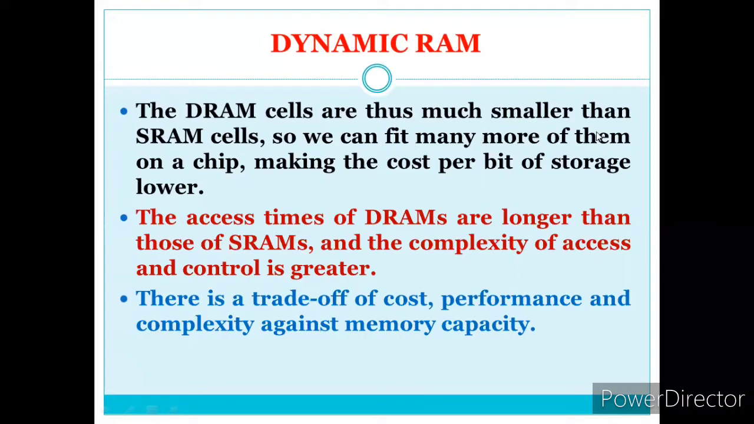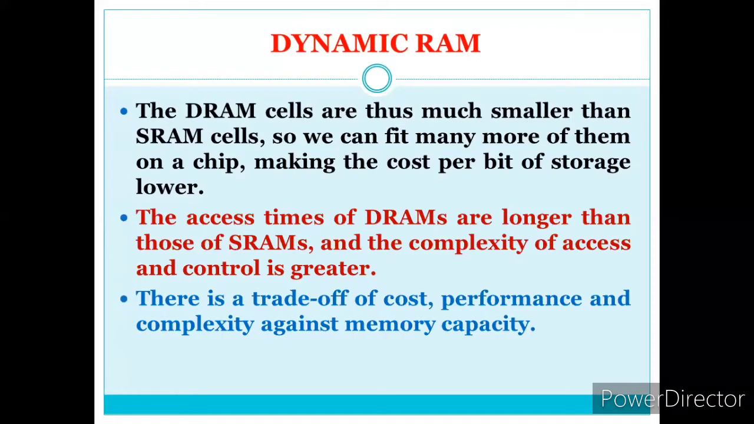Dynamic RAM cells are thus much smaller than static RAM cells. So we can fit many more of them on a chip, making the cost per bit of storage lower. If you observe the circuit diagram of a DRAM, the size of the DRAM is very small compared to the SRAM. When the size is small, we can fit a large number of memory cells on the chip. When a large number of memory cells are stored on the chip, the cost per chip will be very low. That's the advantage of using the DRAM.